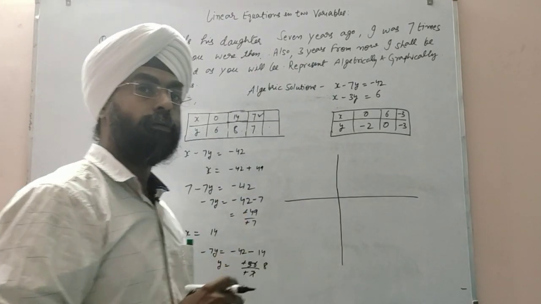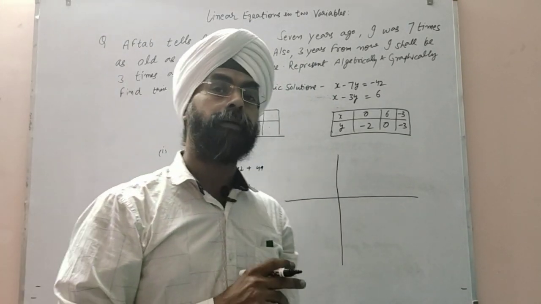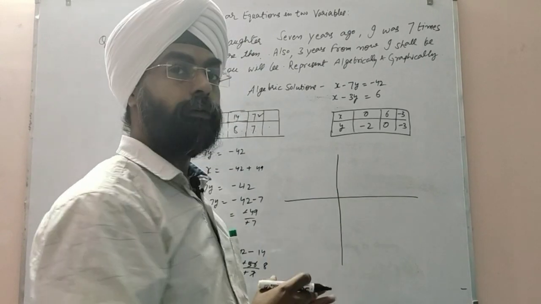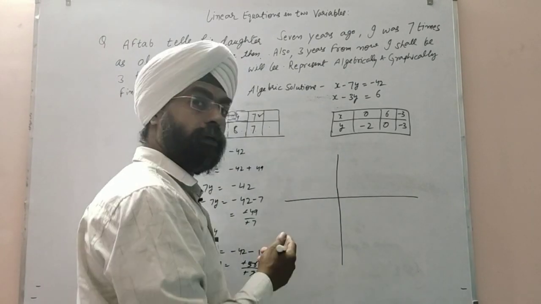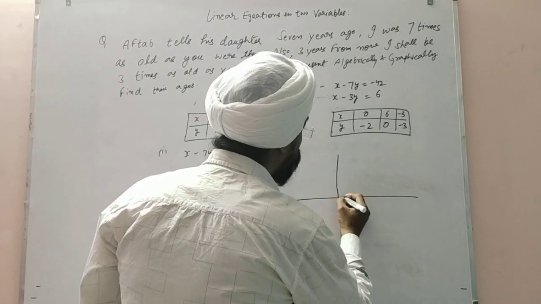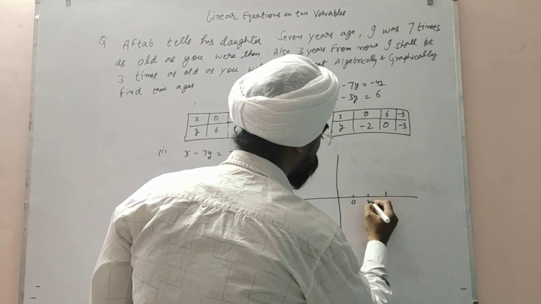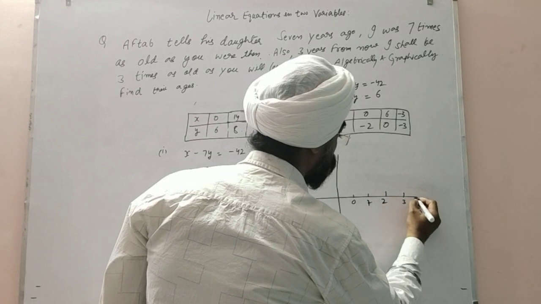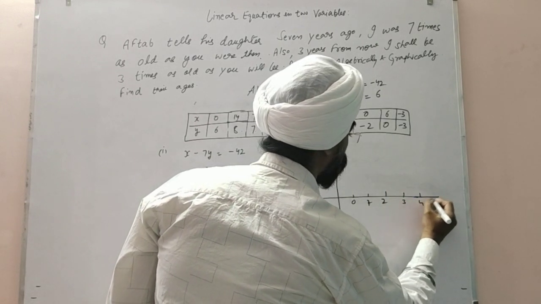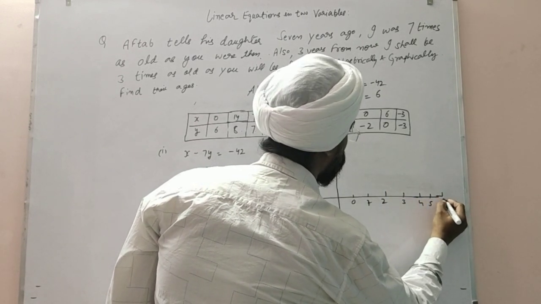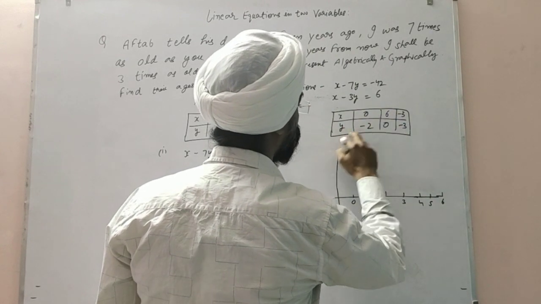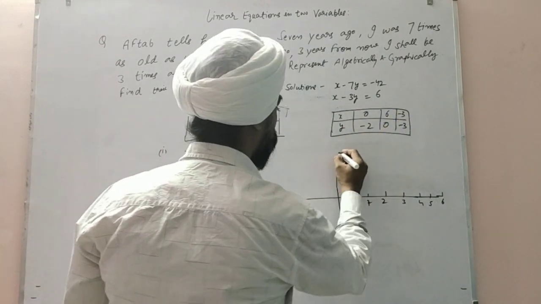You have to put it on the graph properly. So I am showing you on the board. You can put it on the graph paper. X: 0, 1, 2, 3, 4, 5 and 6. The maximum value of x is 6, and on the minus side it is minus 3.